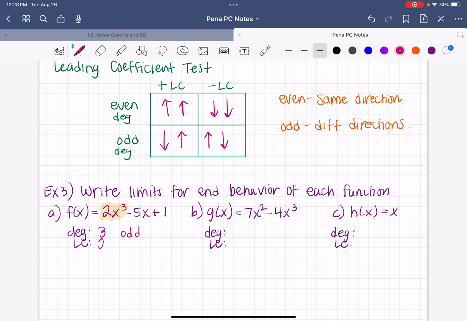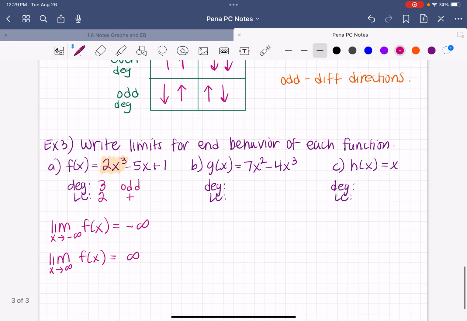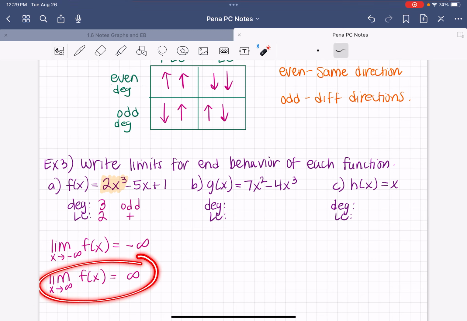Then our leading coefficient is the coefficient in front of that, 2. But that's a positive number. So I want to know what happens if it's odd and positive. So here's odd, positive. This is what's going to happen to that graph. The left side is going to point down and the right side is going to point up. So the limit as x approaches negative infinity of f of x is negative infinity. And the limit as x approaches positive infinity of f of x is positive infinity. This is saying left is down, and this one is saying the right is pointing up.